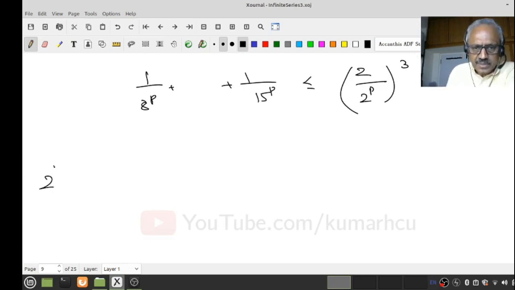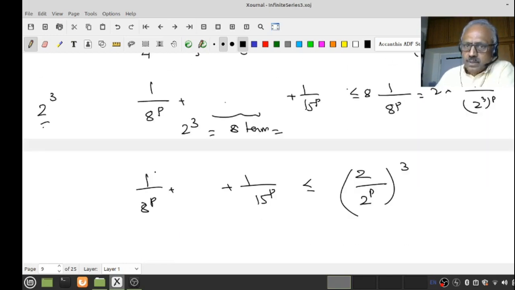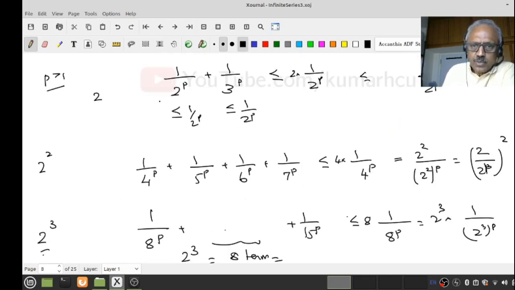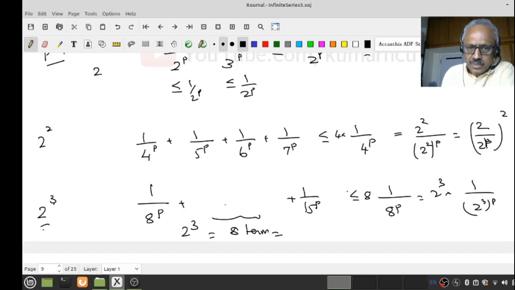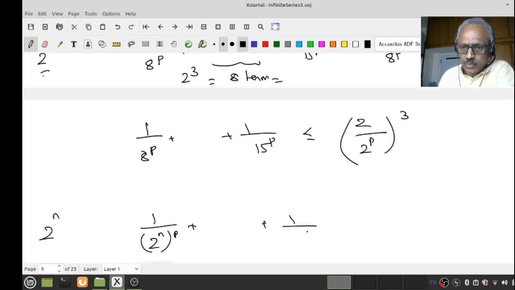Therefore, let's look at the nth case. So in the nth case, where will it start? It will start from 1 by 2 to the power n, to the power p. Earlier, 2 cubed to the power p, 2 squared to the power p, 2 to the power p. You understand the pattern? So up to where will it go? It will go up to 2 to the power n plus 1, and then minus 1. You see that? This is 2 to the power 3. Therefore, it will go up to 2 to the power 4, that is 16 minus 1. Therefore, 2 to the power n plus 1 minus 1, to the power p.